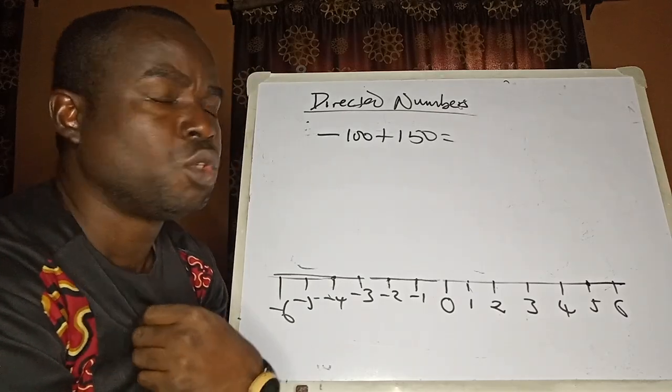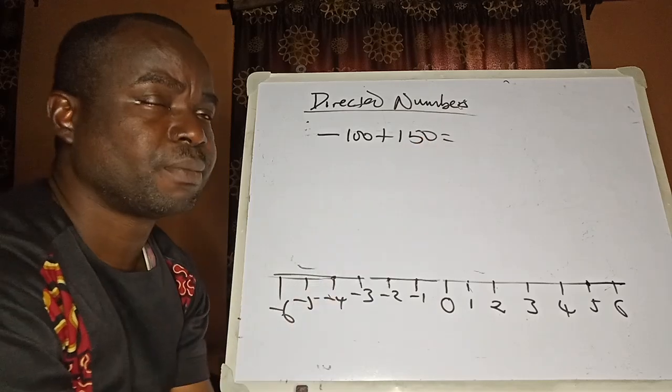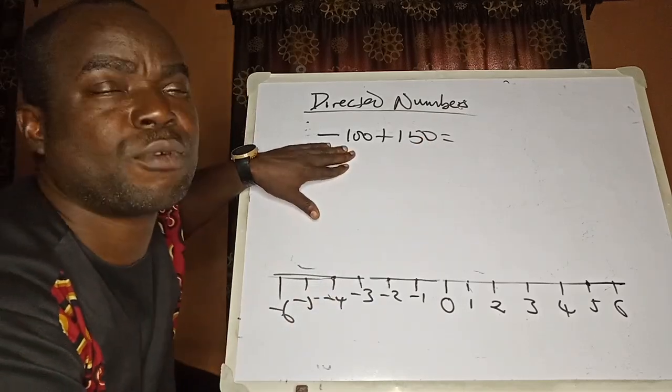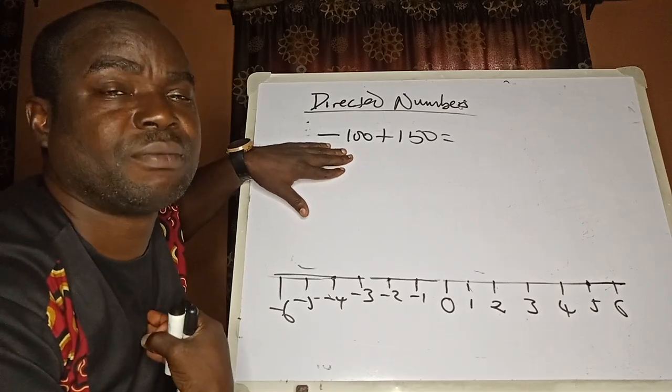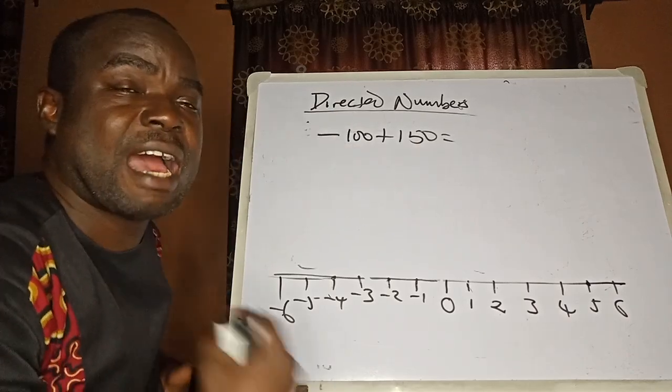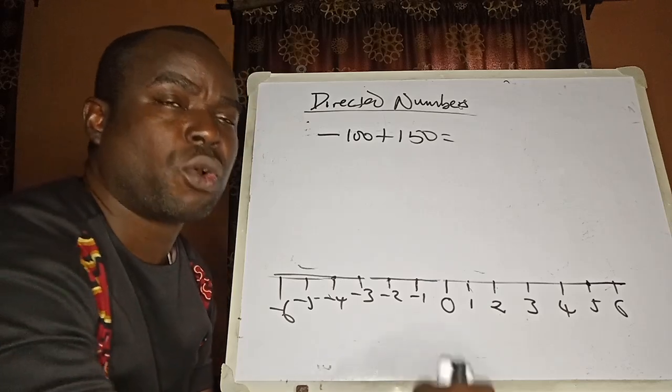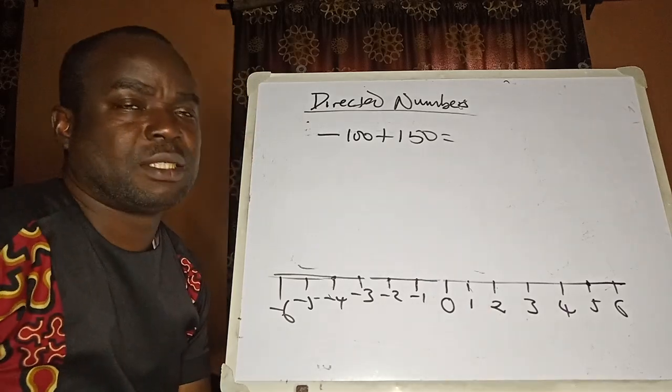Are you following? So if you want to do minus 100 plus 150, you talk to yourself, you say, okay, I borrowed 100 naira from somebody. I am owing somebody 100 naira. Then plus 150 means I have 150 naira with me now. I am owing somebody 100 naira. Now I have 150 in my pocket.